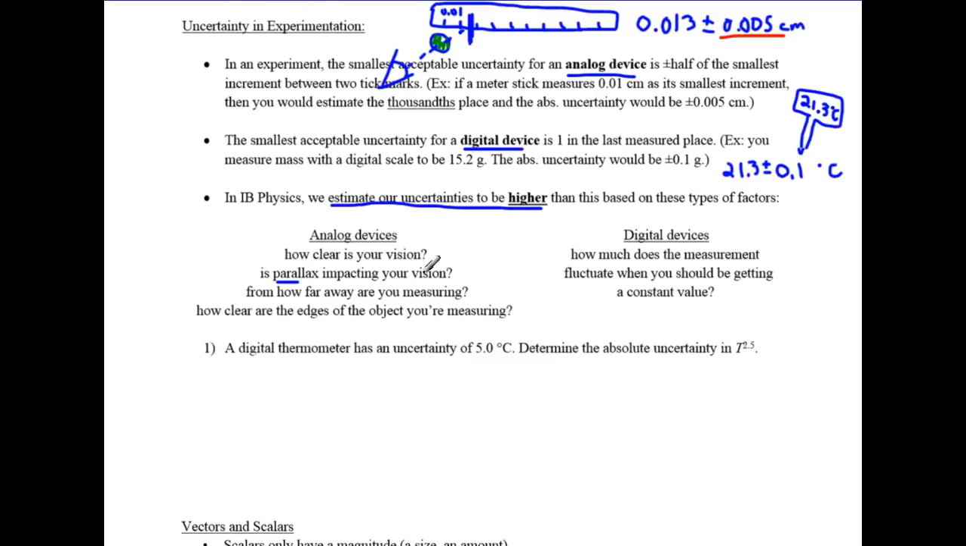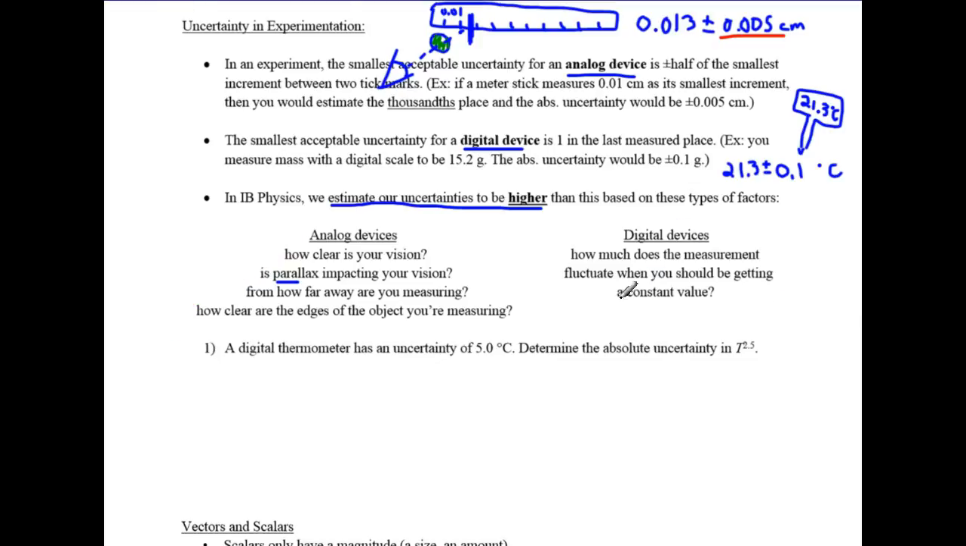In your experiments, in your labs, in your internal assessment, you're going to have to estimate that uncertainty to be higher and justify. You'll have to say, was it clear vision? What was the reason why you chose a higher uncertainty than the device uncertainty?